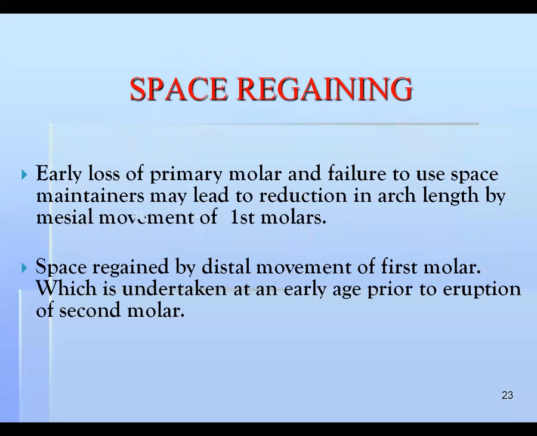Then space regaining. Early loss of primary molar and failure to use space maintainers may lead to reduction in arch length by mesial movement of first molars. Space regaining by distal movement of the first molar is undertaken at an early age, prior to eruption of the second molar.